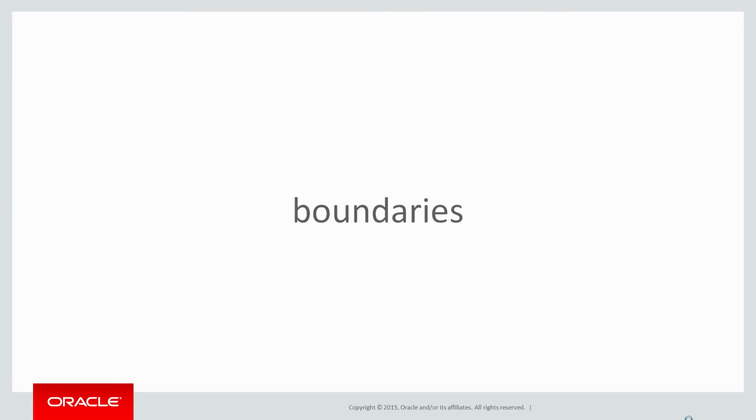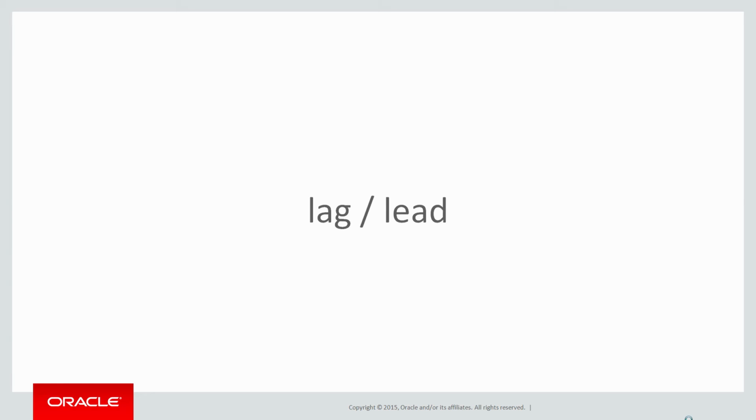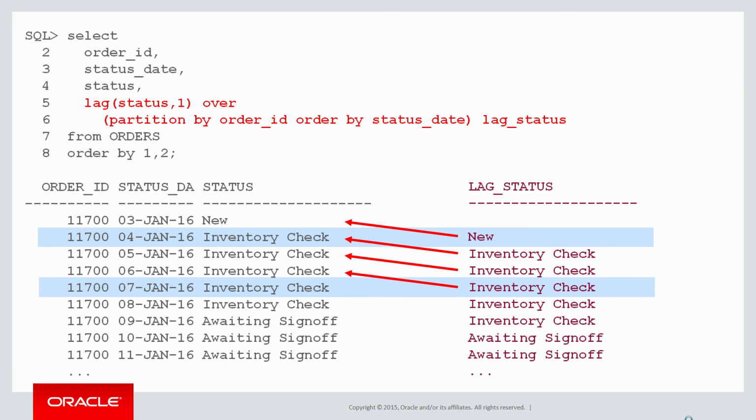We looked at boundaries and windows. We looked at first and last values. So from a current value in a partition, we could actually extend either side of a window to see boundary conditions and boundary values. We looked at lag and lead, the ability to look backwards over a set of rows or forwards over a set of rows to do nice cross-row comparisons without having to do self-joins.